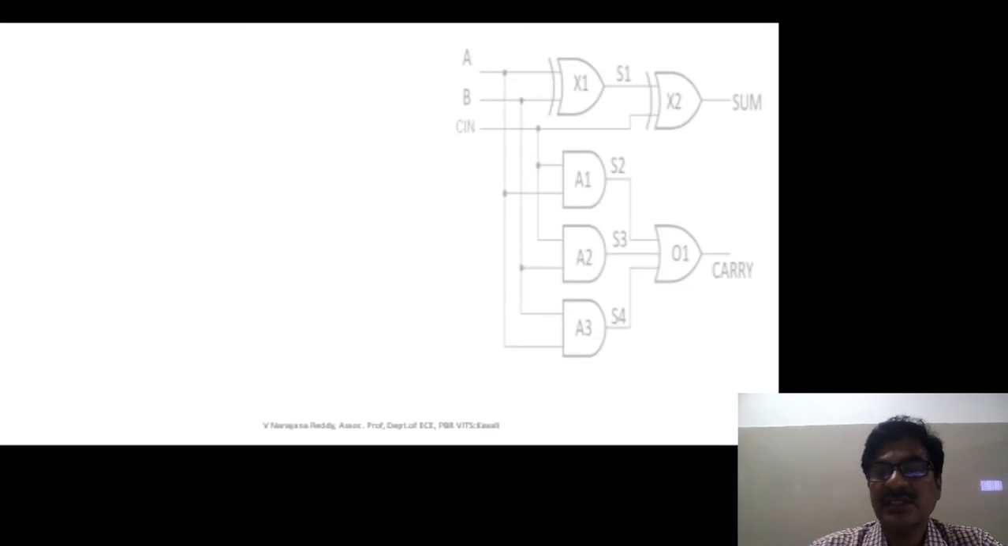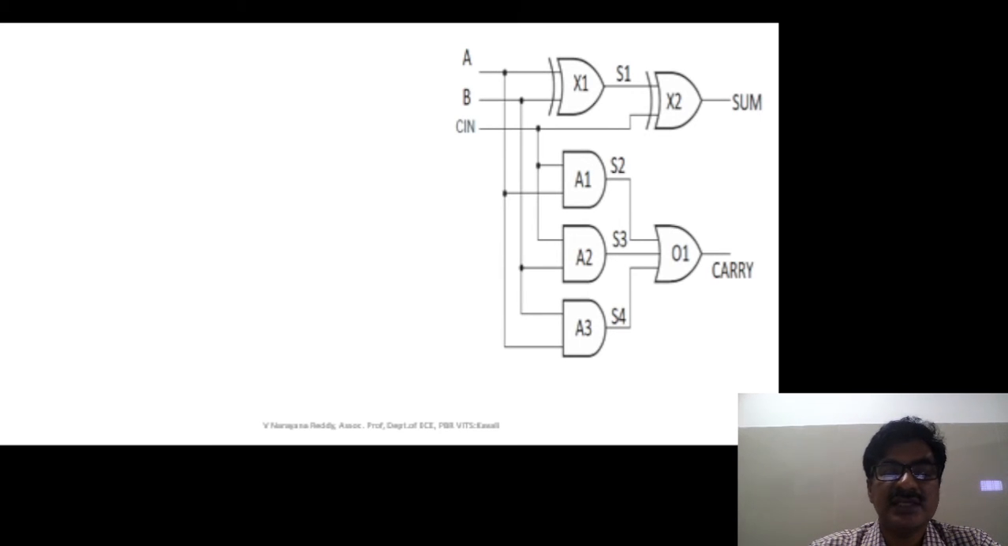For the structural model, what is the concurrent statement? That is the instantiation statement. So how many instantiation statements do you have to write? That is equal to the number of components of the logic circuit. So in this case, how many components are there? 1, 2, 3, 4, 5, 6. 6 components we have. So 6 instantiation statements you have to write.